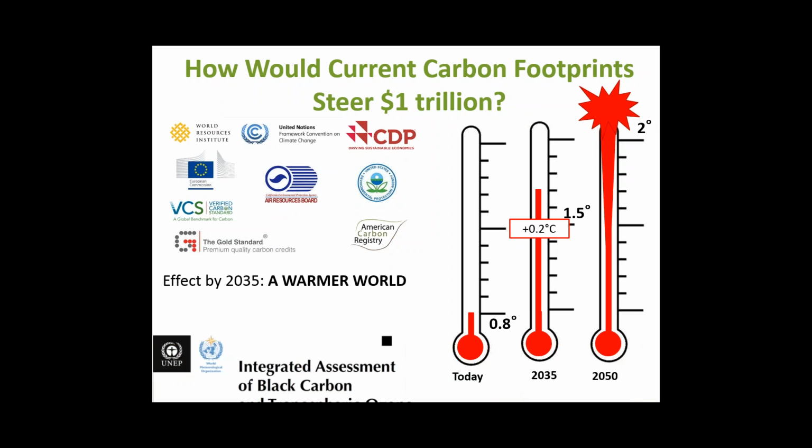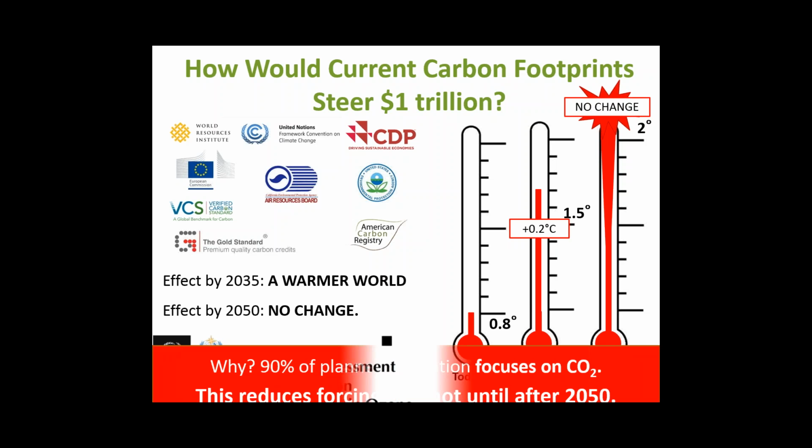The UN also looked forward to 2050 on what would be achieved by then, and they found there'd be no effect on global warming by 2 degrees by 2050, that the 2 degrees Celsius tipping point will be passed by about the same time. Why is this? This is because 90% of the planned mitigation focuses only on CO2. This might seem completely contrary to everything you've heard. I'm not trying to say that we shouldn't focus on CO2 and that it's not important. In fact, it does reduce forcing.